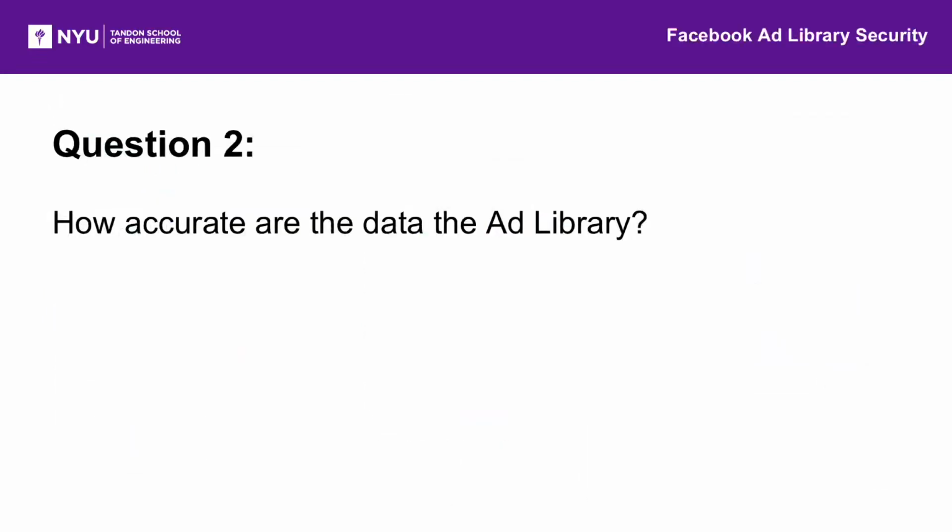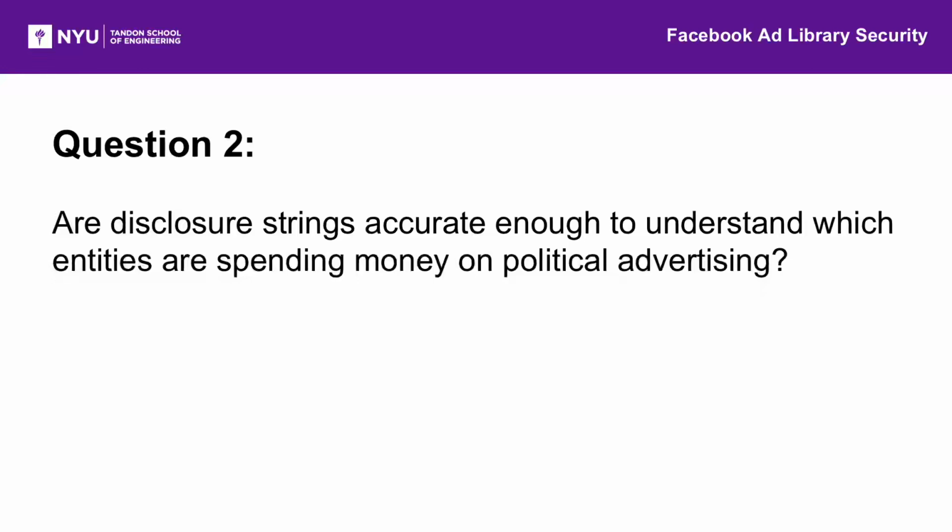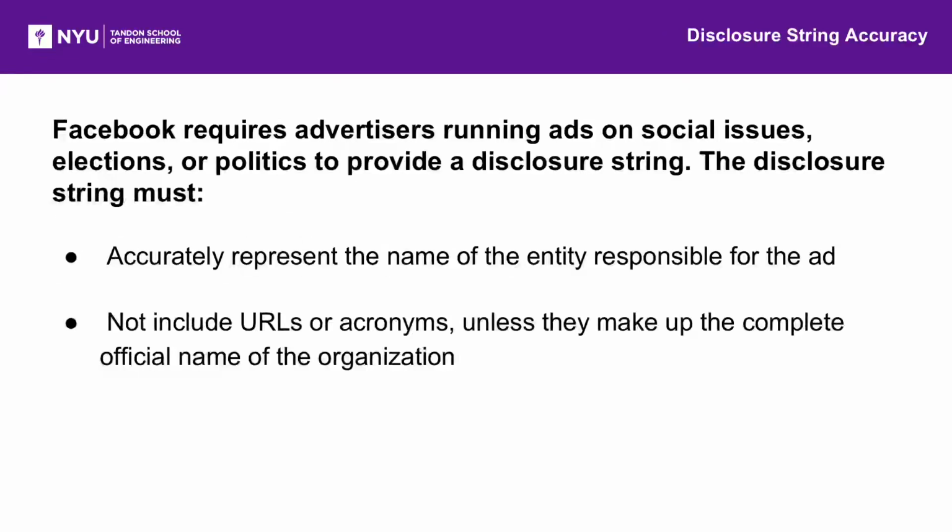Okay, moving on. Given that there are some completeness problems, how accurate are the data we do have? And again, to make this more specific, are the disclosure strings accurate enough to understand which entities are spending money on political advertising? So Facebook has a policy that disclosure strings must accurately represent the name of the entity responsible for the ad and not include any URLs or acronyms. We think this is a good policy.